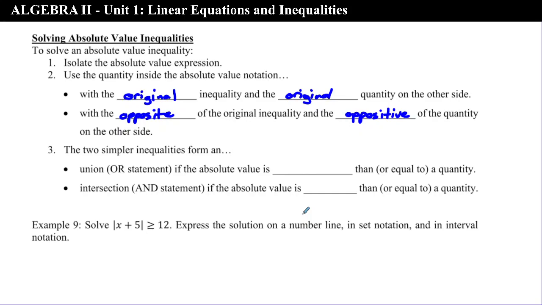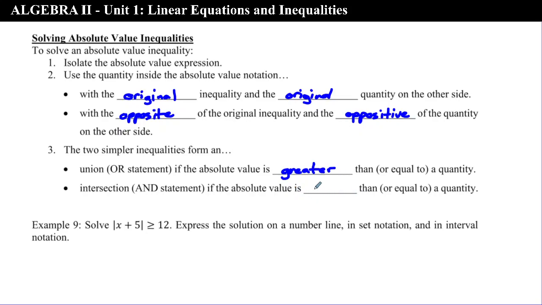The other thing that you have to figure out is what statement are you going to put between the two inequalities. So we're going back to talking about compound inequalities here. And if you need a refresher on that, that's in the section 1-2 video on compound inequalities. So we got to either put an or in between or an and in between. So you put an or in between for a union statement if the absolute value is greater than or equal to a quantity.